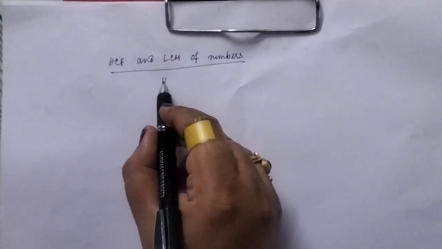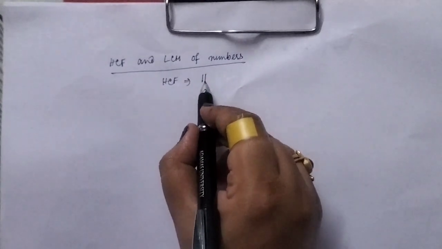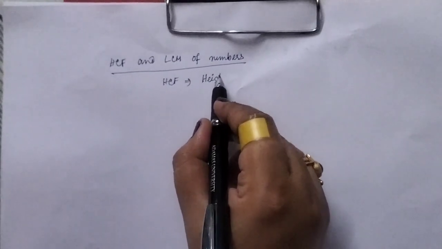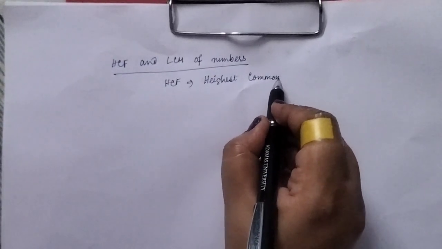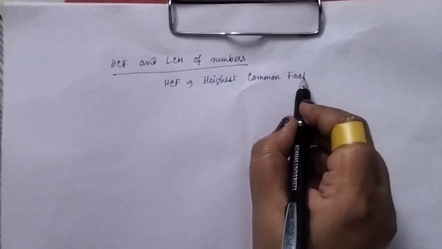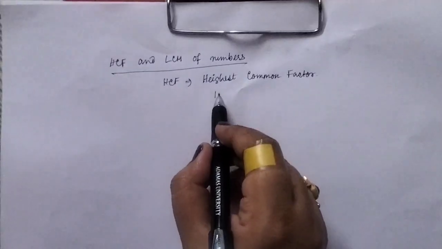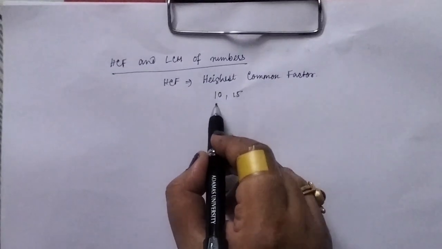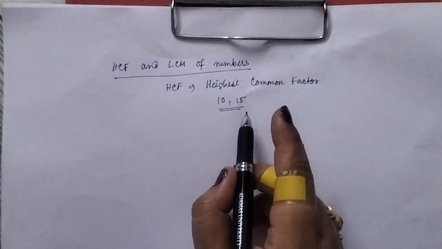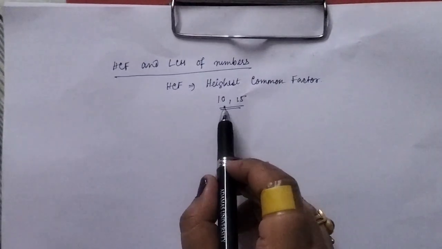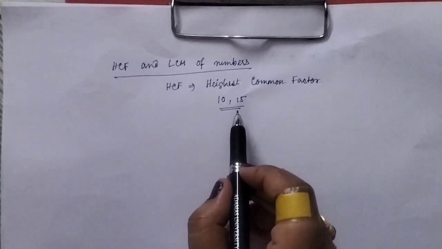What is meant by HCF? HCF means the highest common factor. Okay, that means if you consider two numbers like 10 and 15, then the HCF of these two numbers means that particular highest number which will divide each of them completely. Okay, that means leaves remainder 0.